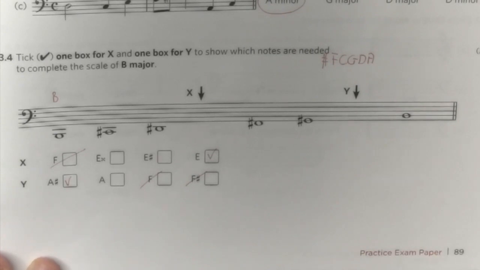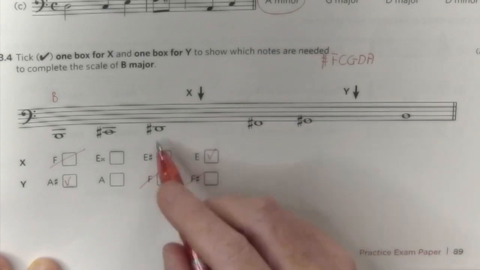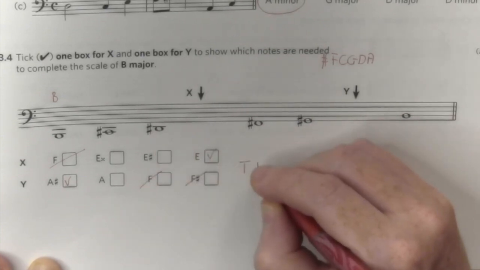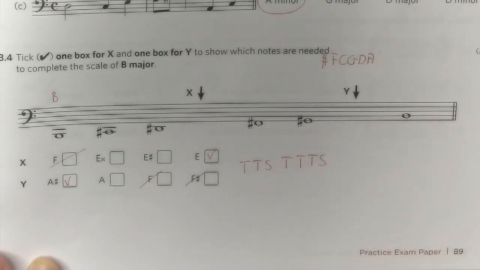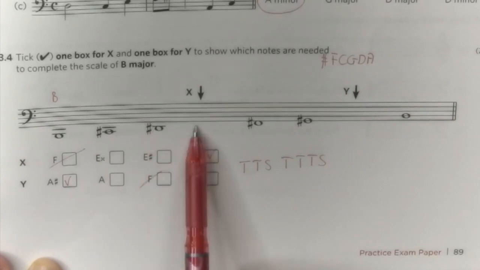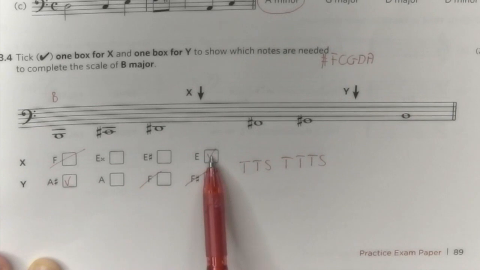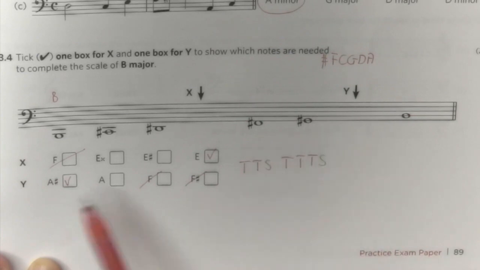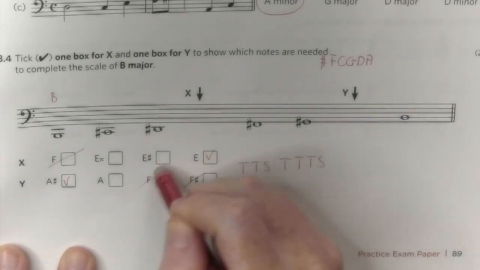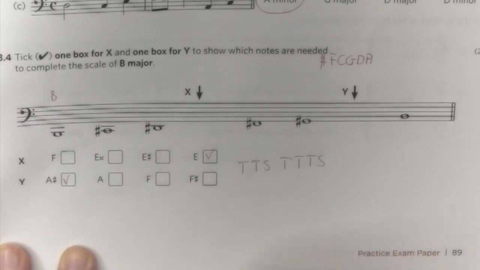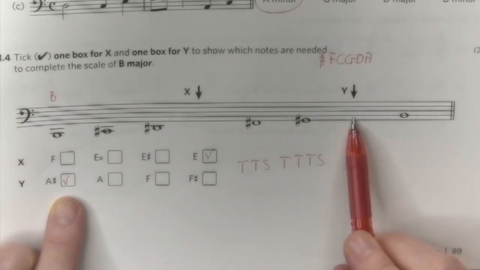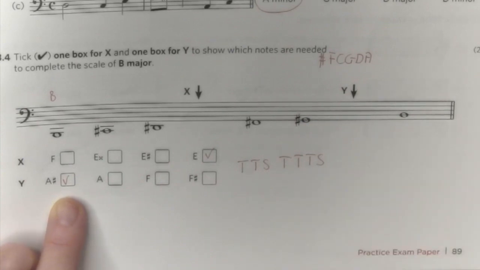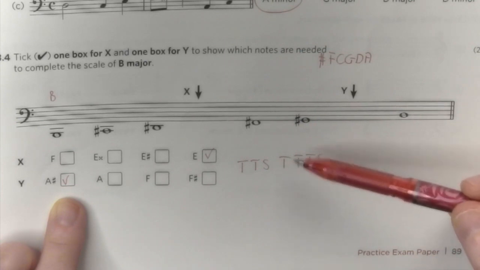There was another system that you could use for major scales. You can use the interval system. Tone, tone, semitone. Tone, tone, tone, semitone. TTS, TTTS. So one tone. Tone, a semitone between these two. So D sharp, E. Then tone, tone, tone. So G sharp, A sharp. Okay. A tone from G sharp is A sharp. And then there would be a semitone between A sharp and B, and in fact there is. So that's another system that you could use. Or you can use both to double check your answers.